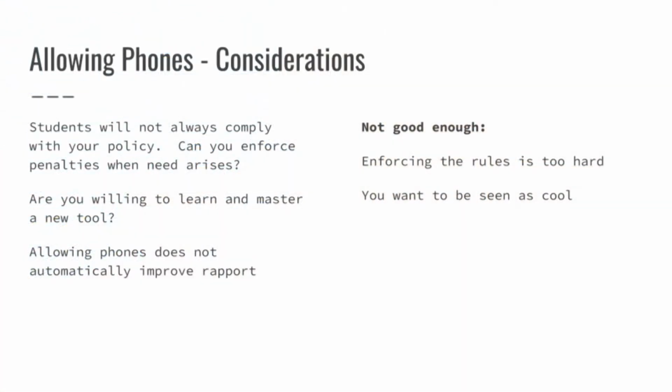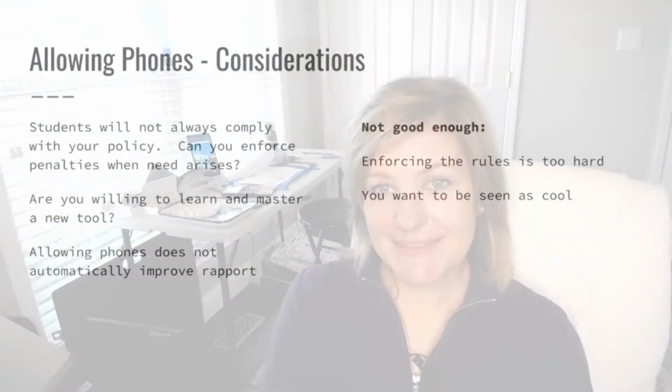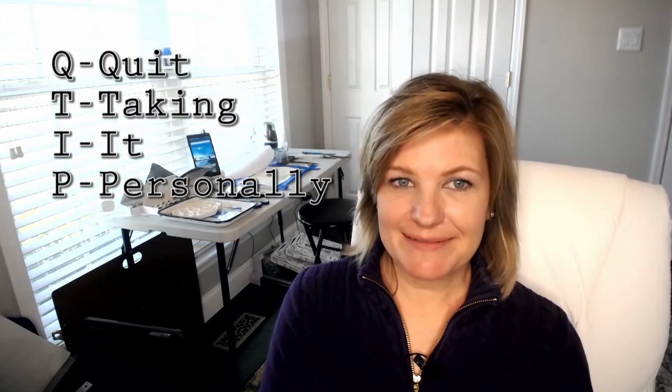Now, if you decide to allow cell phones, there's some considerations for you too. You need to be aware that students will not always comply with your policy. Sometimes students will break the rules. Remind yourselves to Q-tip, quit taking it personally, and try to remove yourself from the equation when you need to offer correction. You're going to sometimes need to enforce a penalty, and it may not be fun.